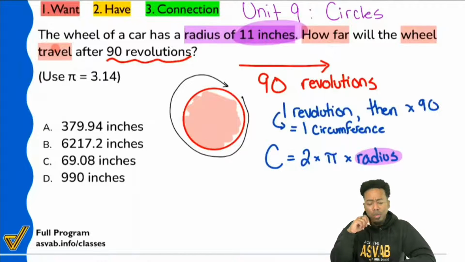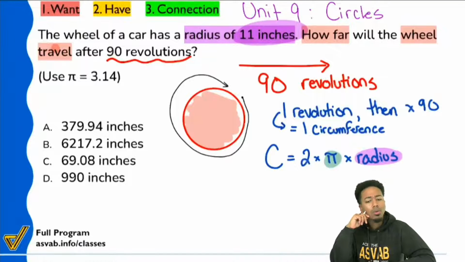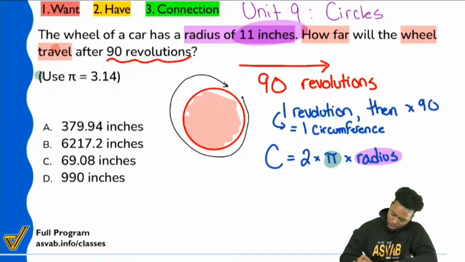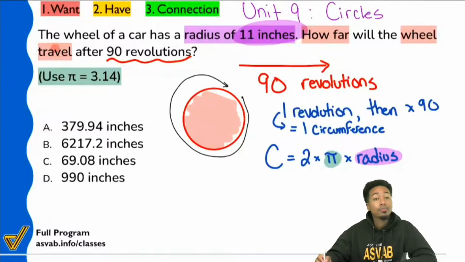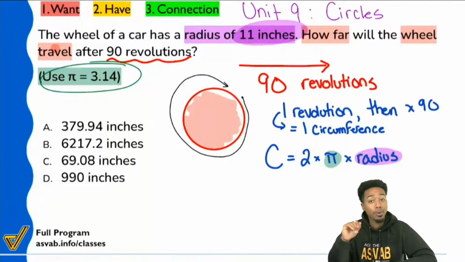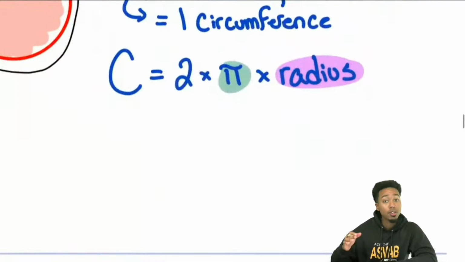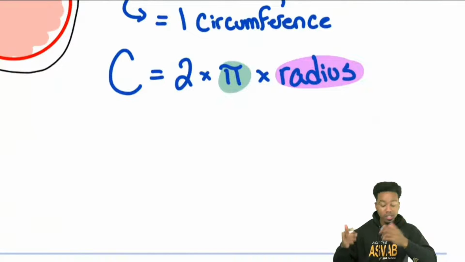But everybody, what are we going to replace the pi with? 3.14. Confused on where that came from? Right there. It says use pi equals 3.14. So when we plug this in, this is what we have. Let me zoom on in. Don't worry, at the end, I'll zoom on out so you can take a picture.